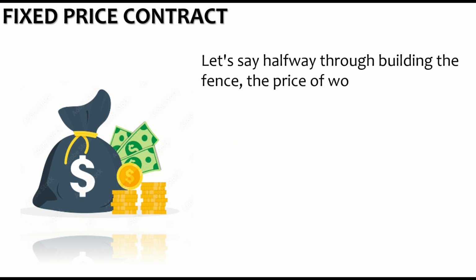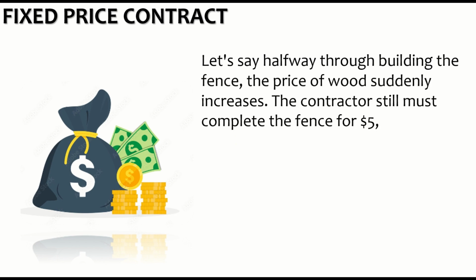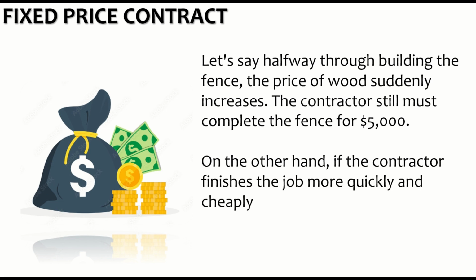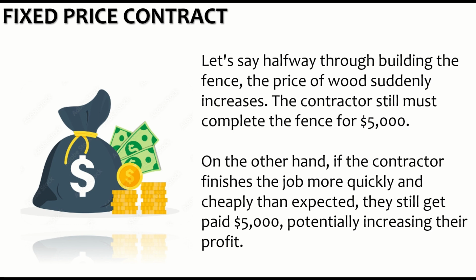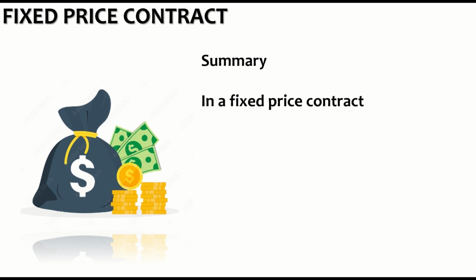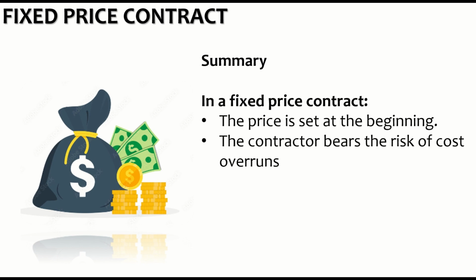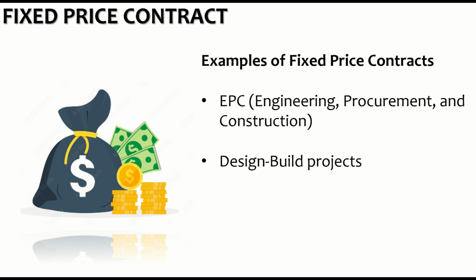Let's say halfway through building the fence, the price of the wood suddenly increases. The contractor still must complete the fence for $5,000 only, and he will not get the variation price, the increased price of the materials. On the other hand, if the contractor finishes the job more quickly and cheaper than expected, then still he gets paid $5,000, potentially increasing their profit. So the summary is, in the fixed price contract, the price is set at the beginning, the contractor bears the risk of cost overruns, and the buyer has certainty about the total cost. The EPC contracts, design build projects, and lump sum turnkey works are the various kinds of fixed price contract that are in use in the industry.